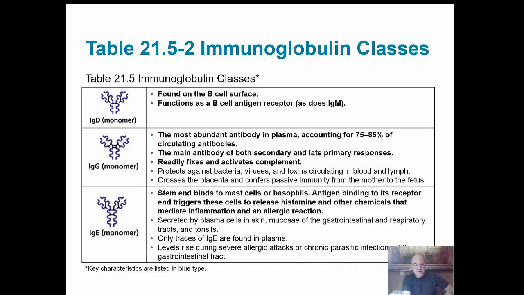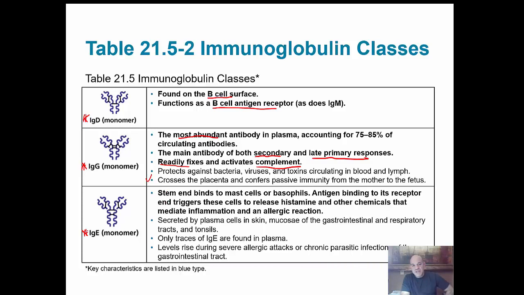As mentioned earlier, the IgD, the immunoglobulin D, is found on B cell surface and functions as a B cell antigen receptor. Immunoglobulin G, the most abundant antibody in the plasma. It is the main antibody of both secondary and a late primary response, and it readily fixes and activates complement, and it protects against bacteria, viruses, and toxins circulating in the blood and lymph, and it can cross the placenta and confers passive immunity from the mother to the fetus.